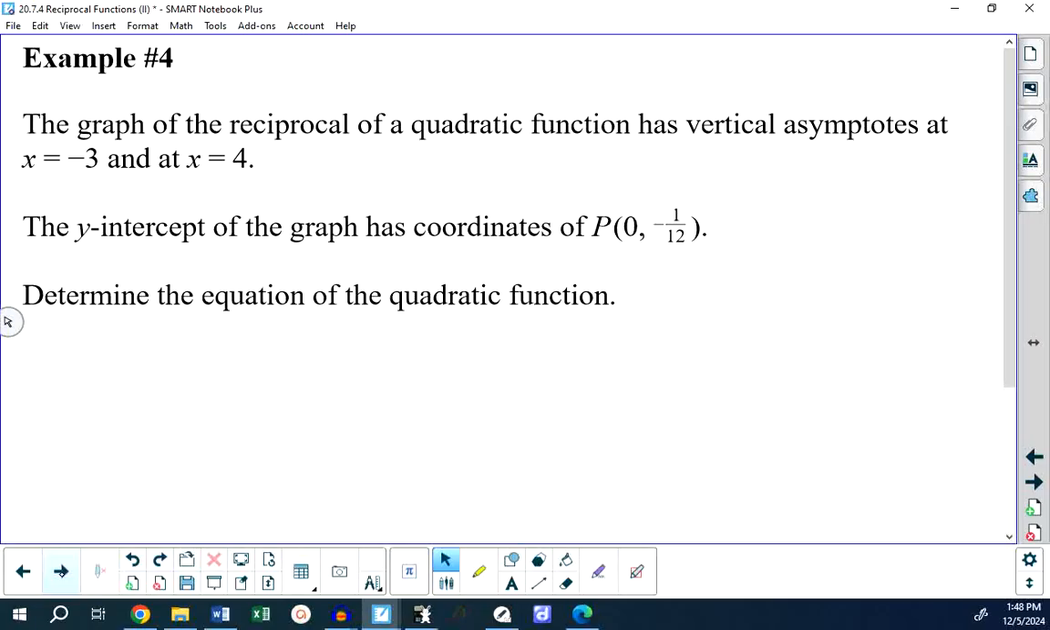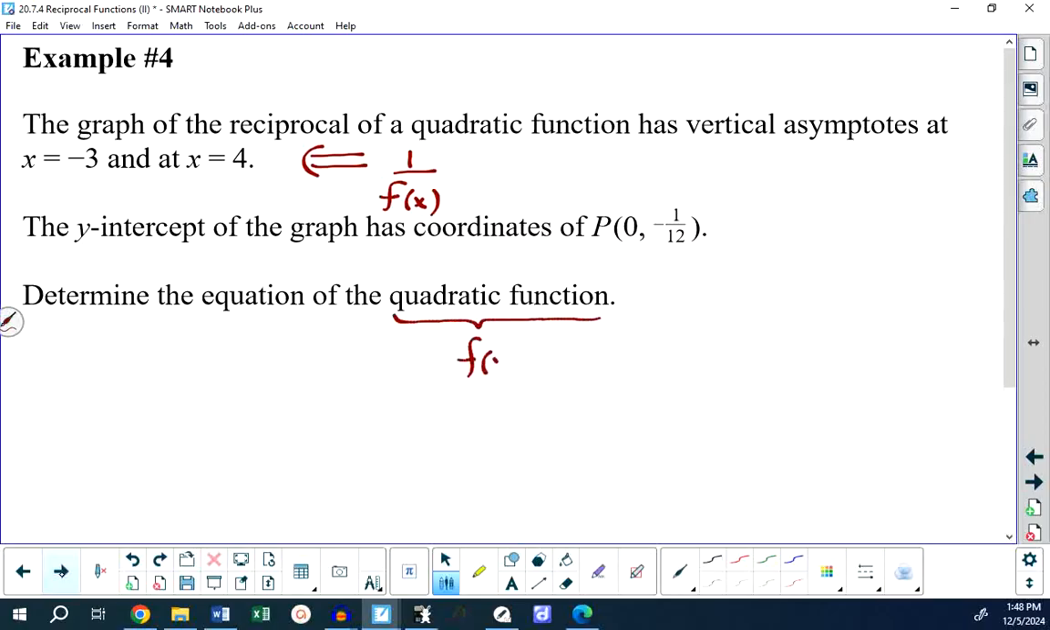One last example. This is the kind of problem that you would see on an exam. The graph of a reciprocal of a quadratic function has vertical asymptotes at those points. This is 1 over f of x. All right? This is the function after it's been reciprocated. And we are asked to determine the equation of f of x.